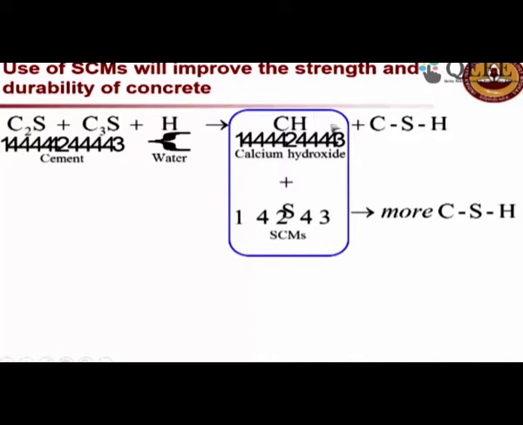Now, what happens is the CH is combined with the silica S here. Again, please ignore this 1 4 2 4 3, it's a software issue. So, this silica from the SCMs like fly ash, slag, silica fume, metakaolin, etc., reacts with the CH which is formed in the cement hydration reaction. These two combine together to form more CSH in the same volume.